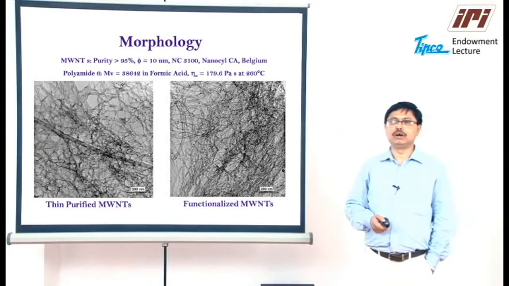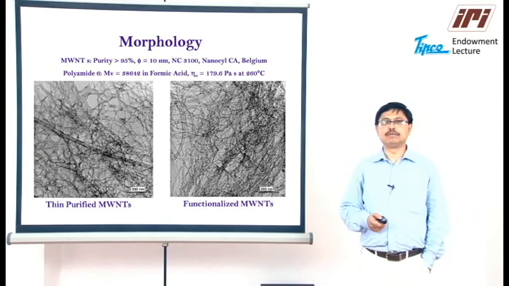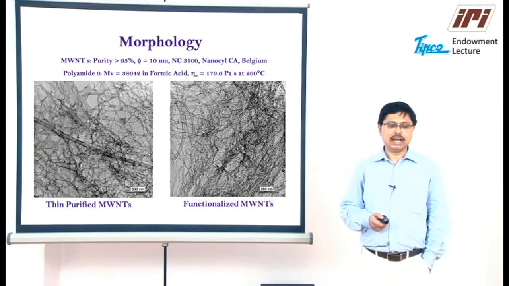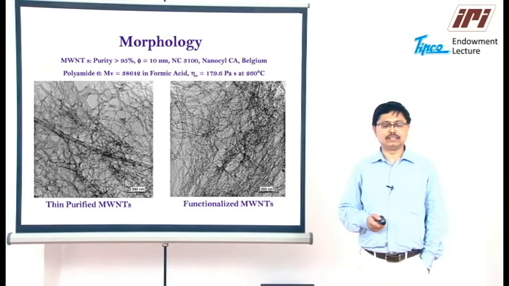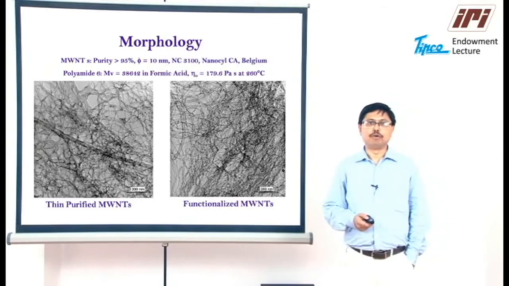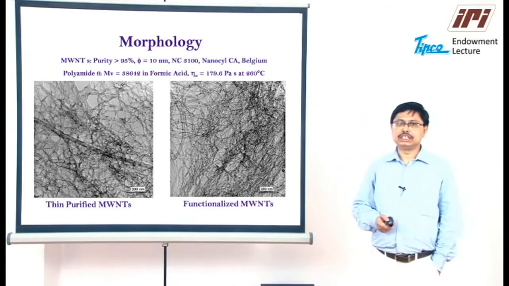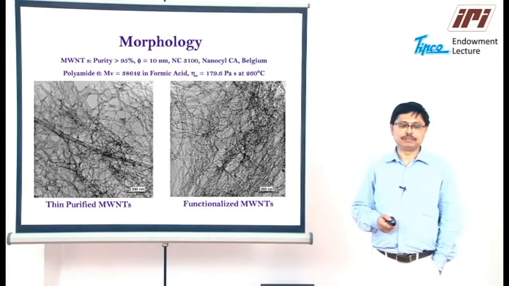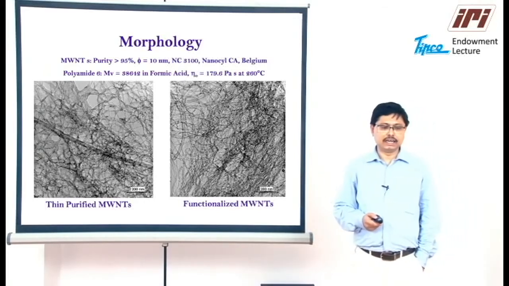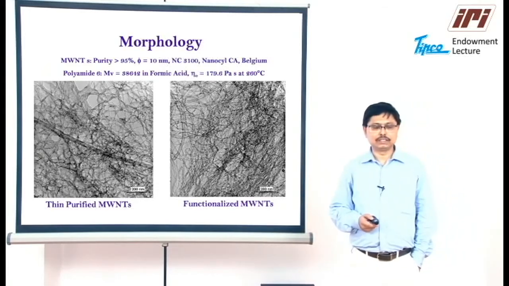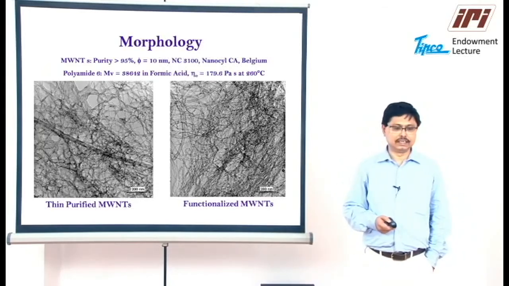Here is the morphology of thin purified multi-wall carbon nanotubes NC3100 and amine functionalized multi-wall carbon nanotubes NC3152 from Nanosil, Belgium. We utilized polyamide 6 from GSFC, M28RC. Their viscosity average molecular weight is close to 38,000 and their zero shear viscosity is close to 180 Pascal second at 260 degrees centigrade.